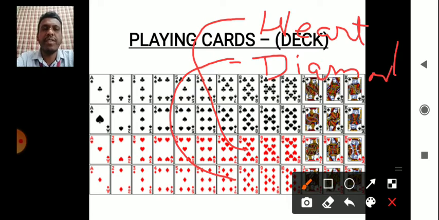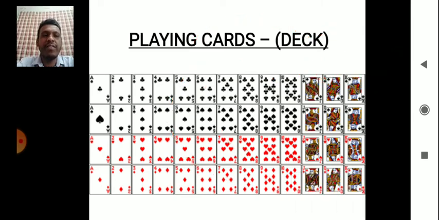Diamond. I'm writing with my right thumb with all my other fingers engaged in holding the mobile, so my handwriting is not that good here, so kindly bear with this. Fine. So these are the four things.